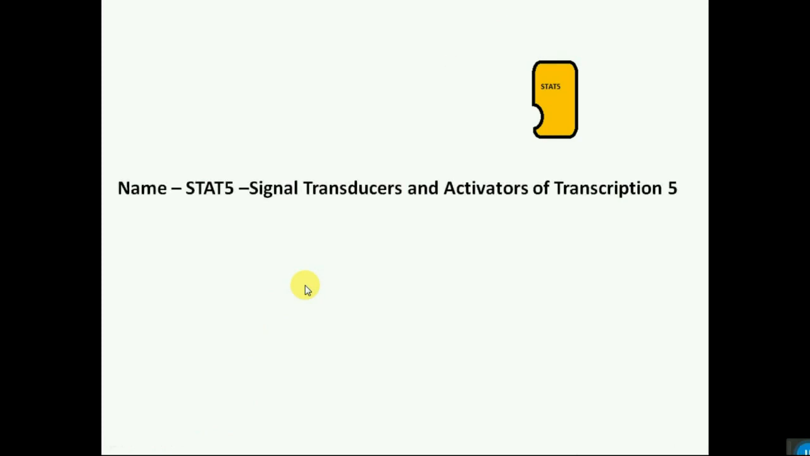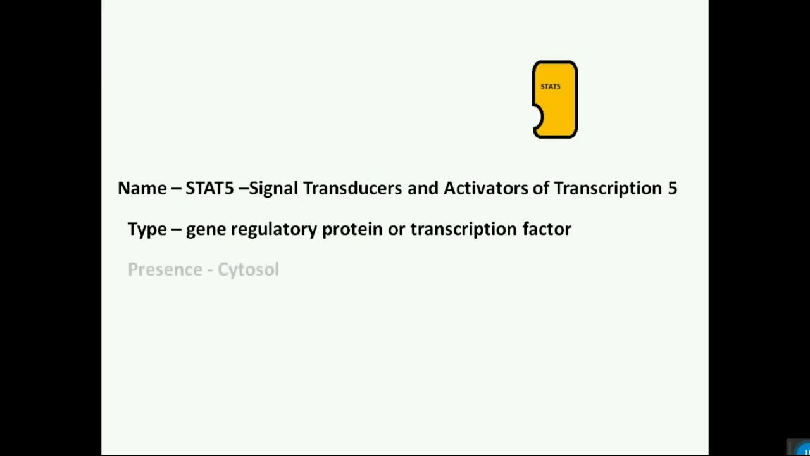Then the next component of the JAK STAT signaling pathway is STAT5, or signal transducer and activator of transcription 5. It is a gene regulatory protein which switches on or off any specific gene present in the DNA, or it acts like a transcription factor. It is present in the cytosol. There are 6 STATs found in mammals.